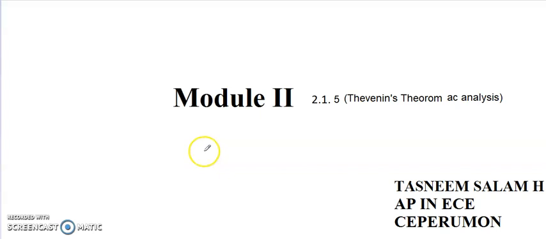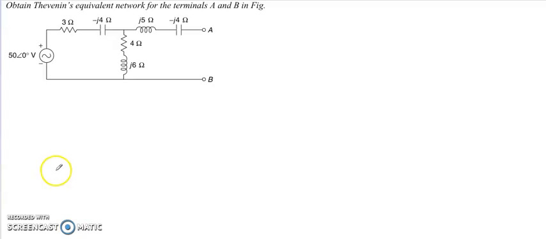In this session, we'll be seeing AC analysis with Thevenin's theorem, explaining to you two different types of problems. The first problem is to obtain Thevenin's equivalent network for the terminals A and B in the figure. So here we have the circuit with two terminals A and B. There is no load resistance connected, so we needn't remove any of the resistances.